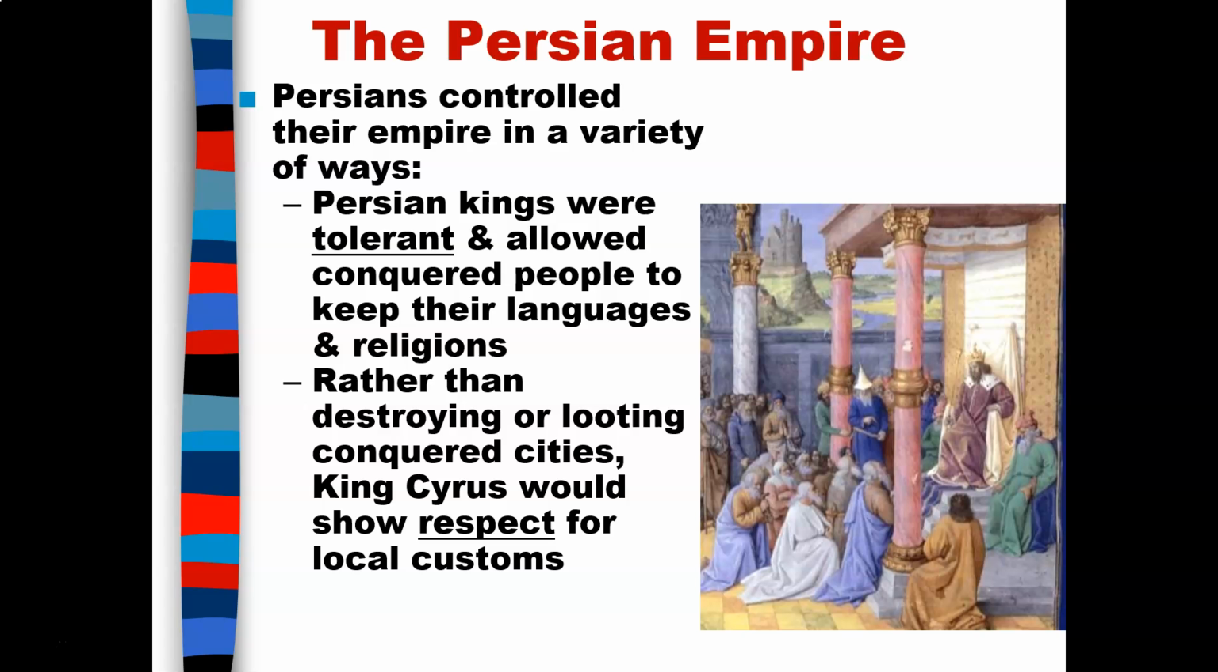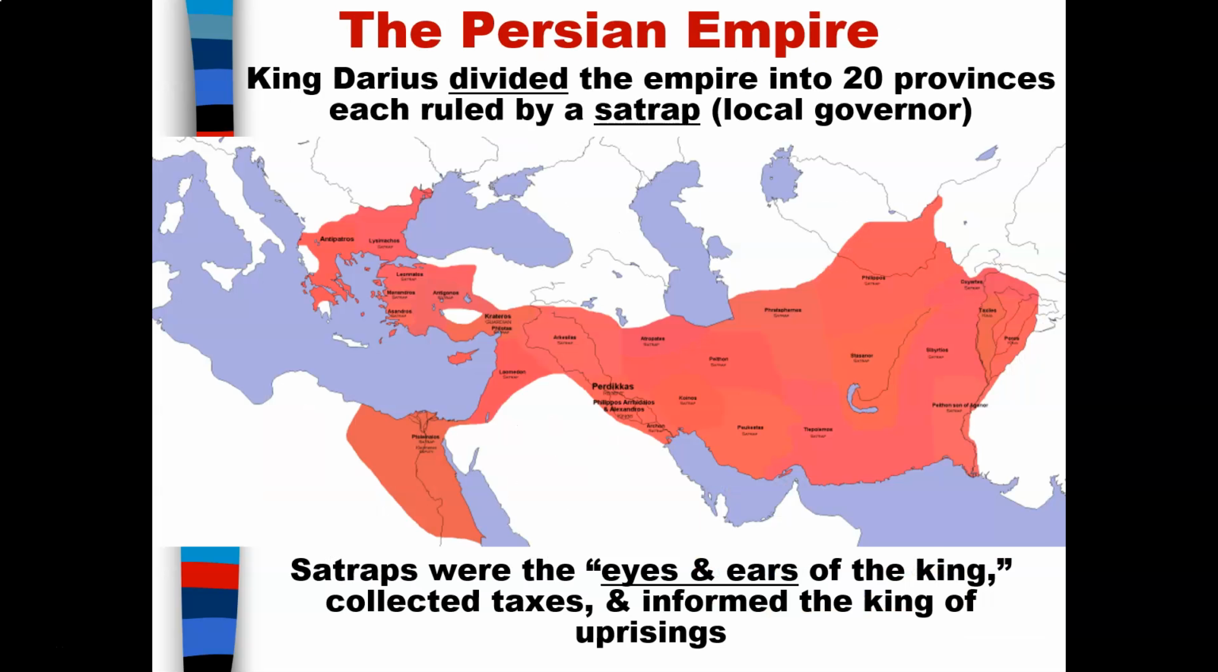The Persians controlled their empire in a variety of ways. The Persian kings were tolerant as they allowed people, in this case conquered people, to keep their languages and religion. Rather than destroying or looting conquered cities, King Cyrus would show respect for local customs. This was very important because people did not see the king as an enemy. People did not see the king as somebody that was trying to change how they believed or behaved, but instead they saw the king be open to what they practice.